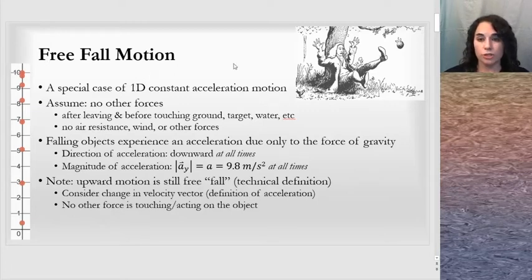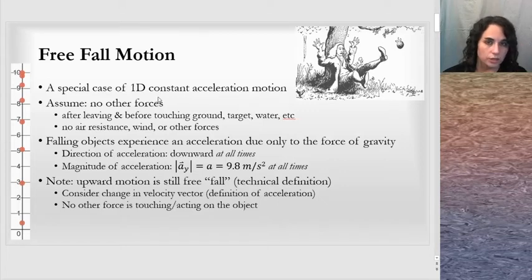Free fall motion, and remember there was Newton in his orchard, and he saw an apple fall, and he said gravity, right? Gravity's pulling down all the time. And if you think about that apple there, we're going to assume no other forces.